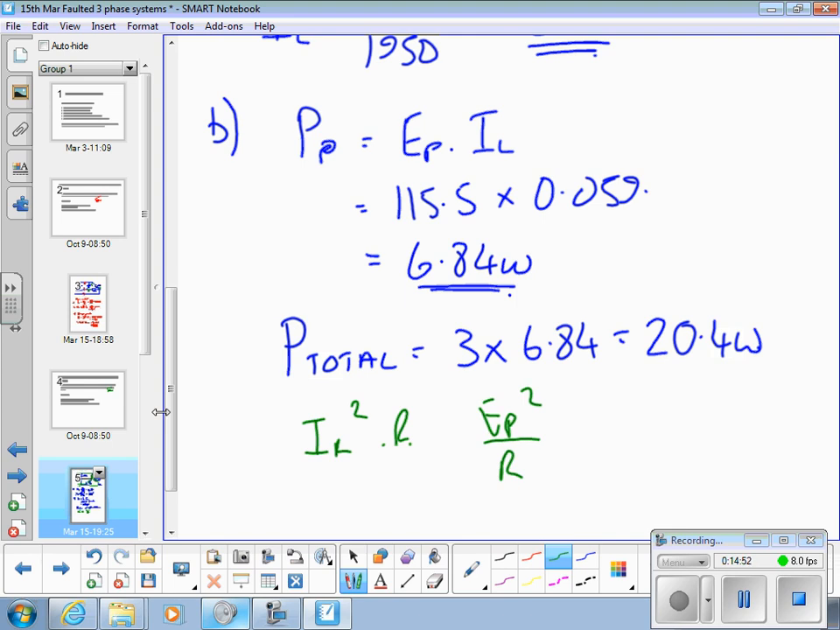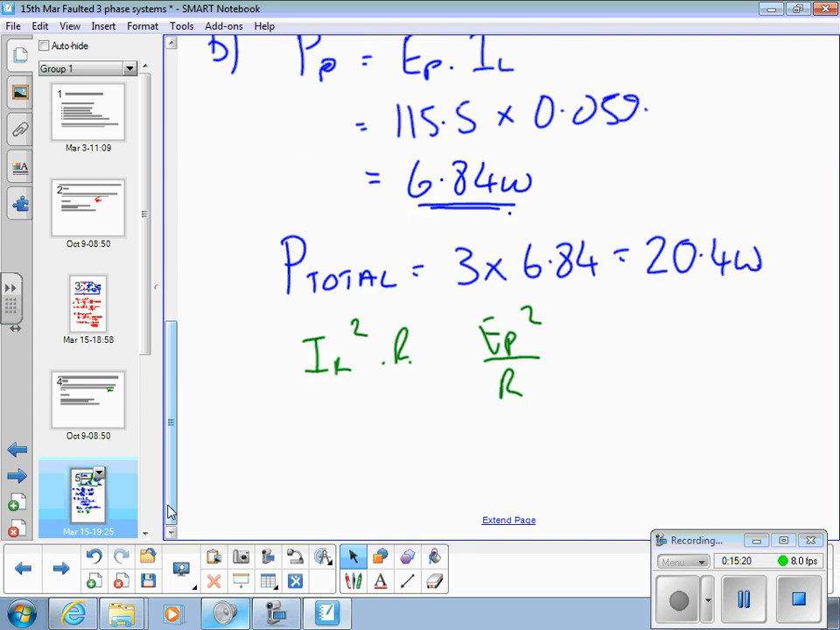The reason S doesn't come into this, James, is because there are no reactive components. So you're not wrong in a way, because S and P are equal to each other in this case. Alright? Whichever way you did it, hopefully you're right with 6.8 or so watts per phase. Make it a total of 20.4.